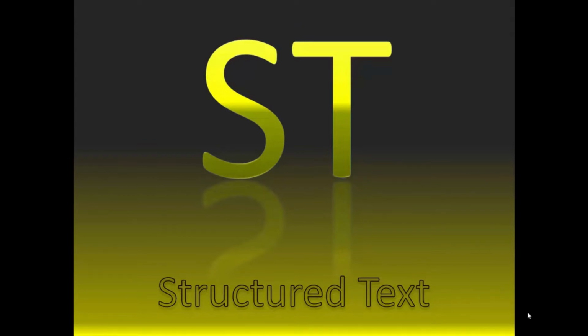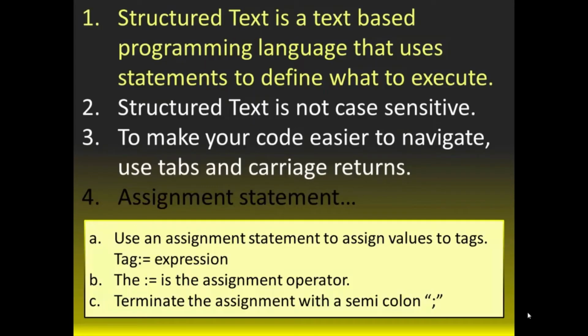Now, structured text is a textual programming language that uses statements to define what to execute. It's not case sensitive. It uses tabs and carriage returns, separate lines, to make your structured text easier to read. And they have no effect on the execution of the structured text. Structured text is probably the most popular for computer science majors who are moving over into the industrial control field, primarily because it's what they're accustomed to.